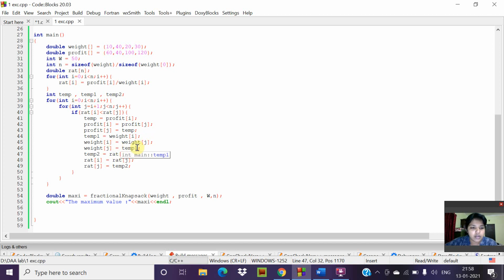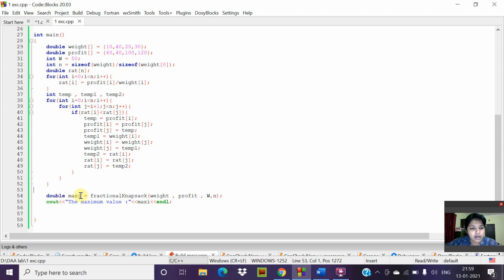Temp1's value is stored in weight of j, and ratio of i is stored in temp2, and ratio of j is stored in ratio of i. Then temp2's value is stored in ratio of j. This is how we sort the ratio in decreasing order, and then we come out of the for loop and the if condition.